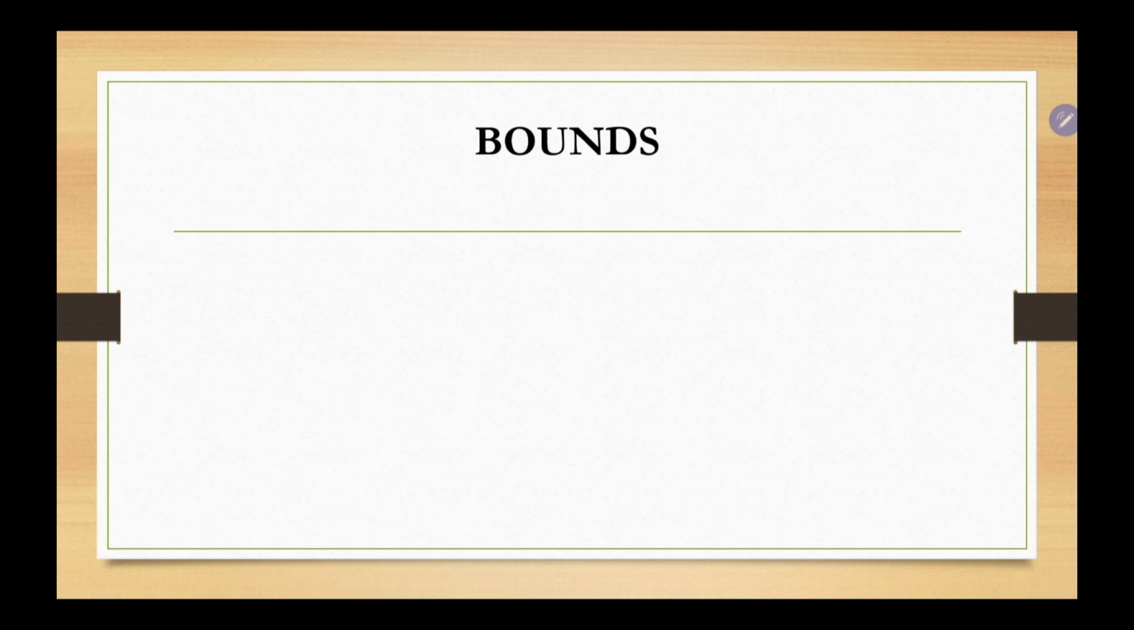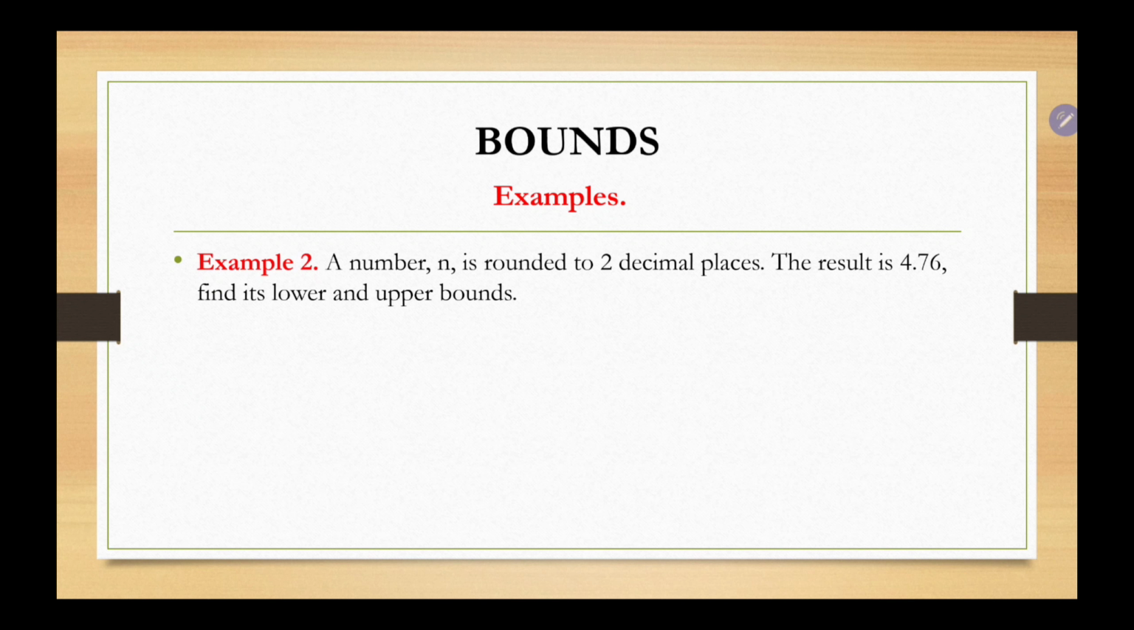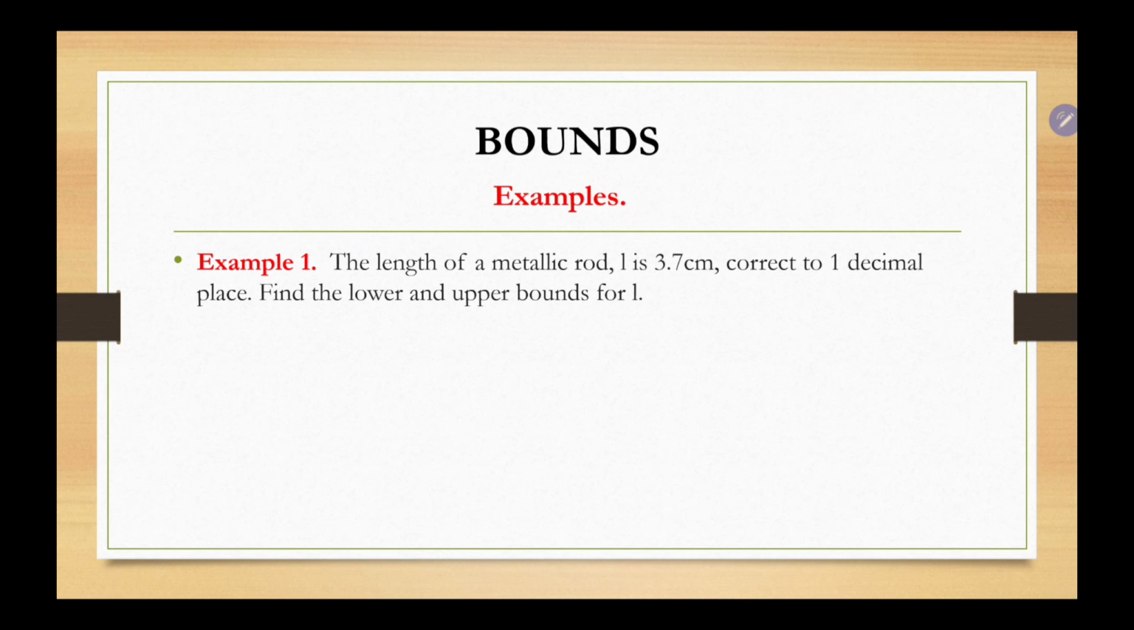Let's take a look at another example. A number n is rounded to 2 decimal places. The result is 4.76. Find its lower bound. First things first, we have to consider that 3.7 is between two numbers, likely 3.6 and 3.8. For us to get the lower bounds, we need to section this off into two more parts. We have to find the middle of 3.6 and 3.7 and the middle of 3.7 and 3.8. Those two numbers are just going to be 3.65 and 3.75.